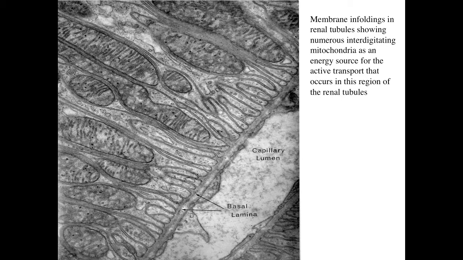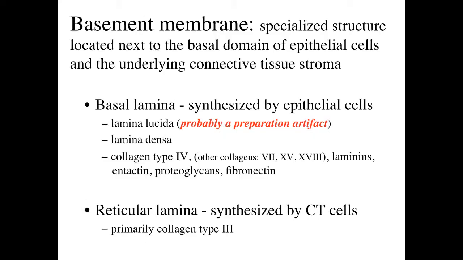Sometimes you'll also see membrane infoldings to increase surface area depending on the physiologic function of the epithelium. So here, for example, in this electron micrograph, we show membrane infoldings in renal tubules, and we can see interdigitated mitochondria in these membrane infoldings, and this is very characteristic of cells that are involved in active transport, which of course occurs in some of the renal tubules. The mitochondria provide the ATP energy for active transport.